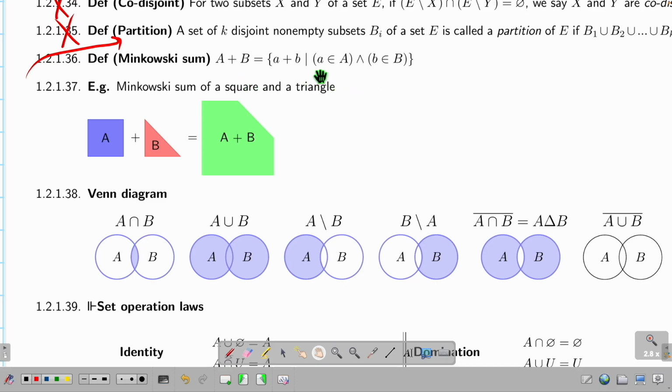And now here's the funny thing. This is called the Minkowski sum, A plus B. This addition is not simple addition, so we give it a name called Minkowski. Minkowski, if I remember correctly, was the teacher of Einstein. Divide this.